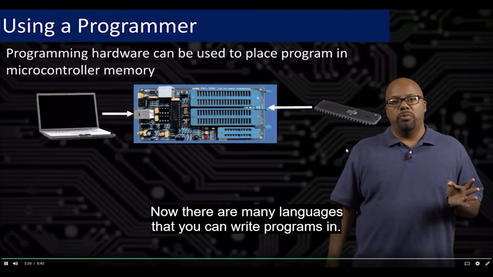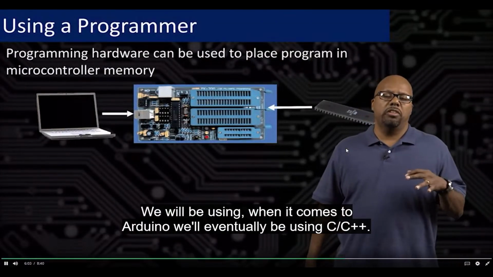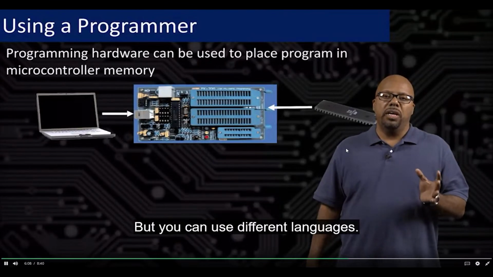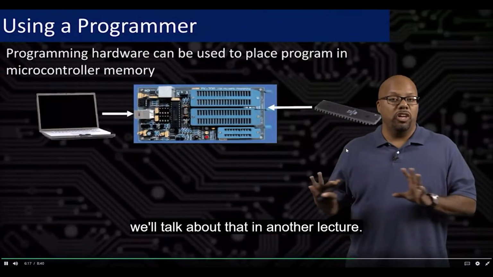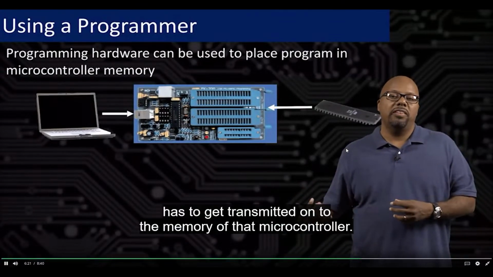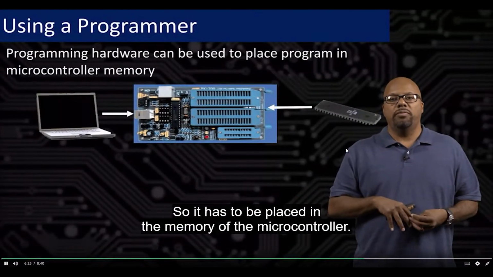Now, there are many languages that you can write programs in. When it comes to Arduino, we'll eventually be using C and C++, and when it comes to Raspberry Pi, we'll be using Python. But you can use different languages. At some point, you have to write a program in a language, and then that program has to be compiled or interpreted. We'll talk about that in another lecture. And the result has to get transmitted onto the memory of that microcontroller.